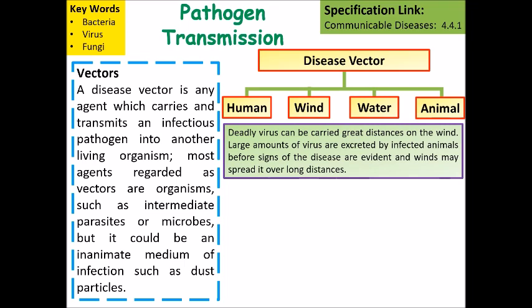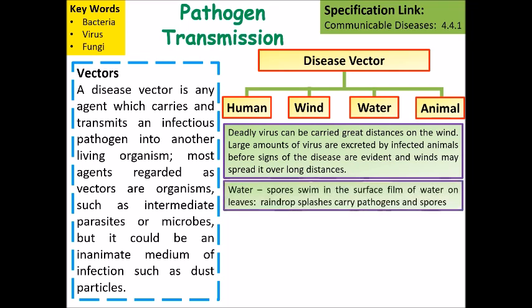So a deadly virus can be carried great distances on the wind. Large amounts of virus are excreted by infected animals before signs of the disease are evident, and the winds can spread this over a long distance.